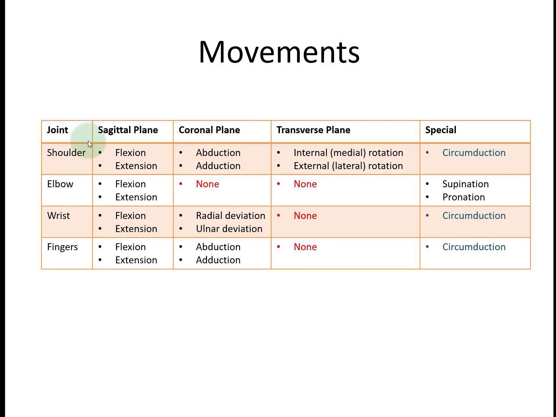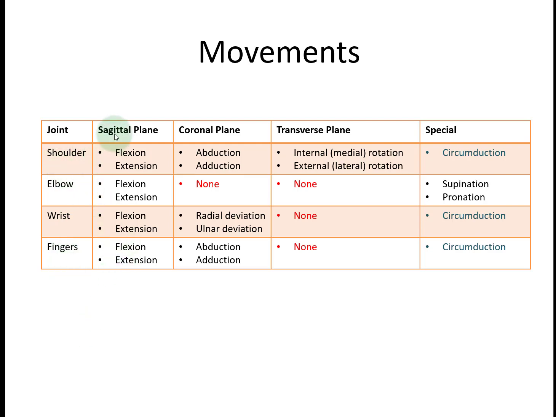Okay, so here are the movements. So let's look at it. Here are the 3 planes: the sagittal plane, the coronal plane, transverse plane, and then these so-called special movements. And these are the major joints of the upper extremity, because the intention is we're going to start with the upper extremity and then go into the other regions. So the major joints of the upper extremity are the shoulder, the elbow, the wrist, and the fingers.